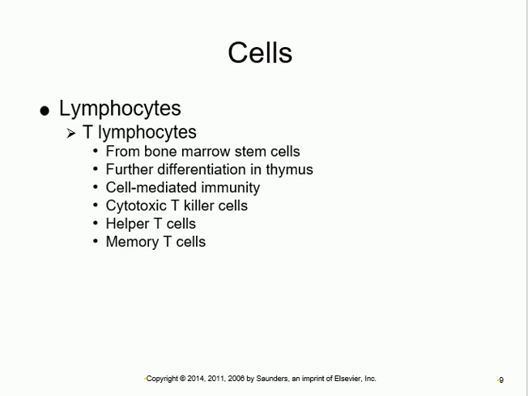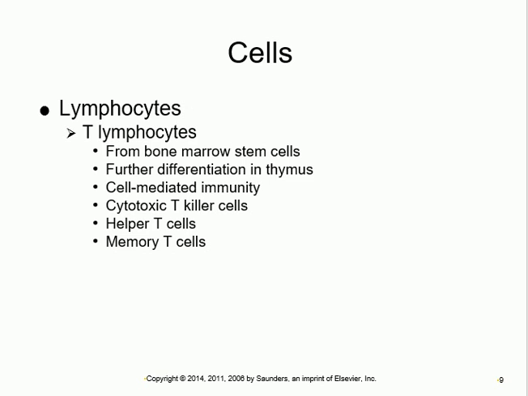There are different types of lymphocytes. There are cytotoxic or killers, helpers, and memory. Cytotoxics or killers, these are cytotoxics. Cytotoxic, toxic to the cells. They kill the cells. And these are the ones that I'm talking about.